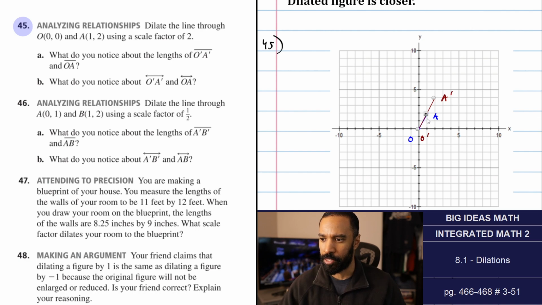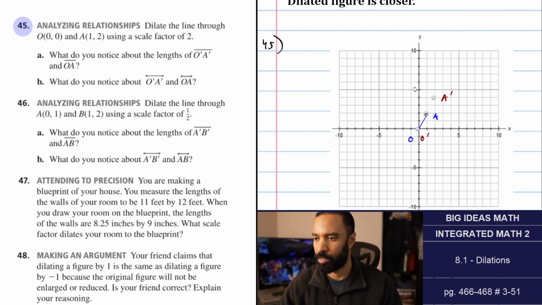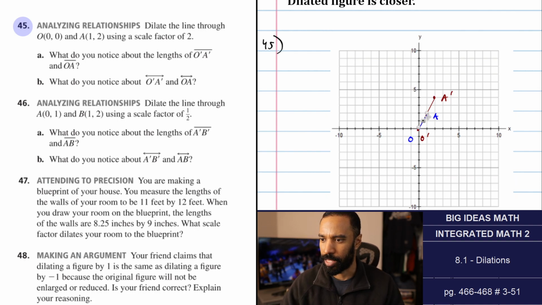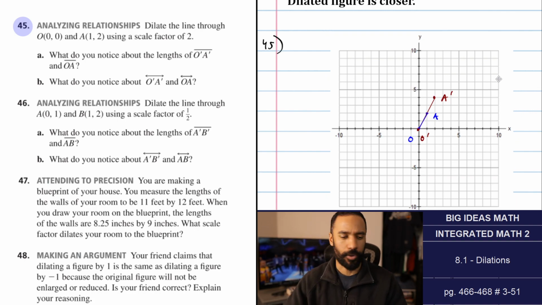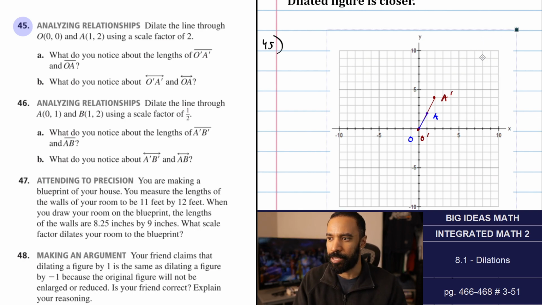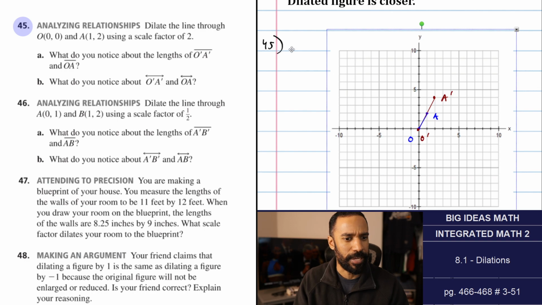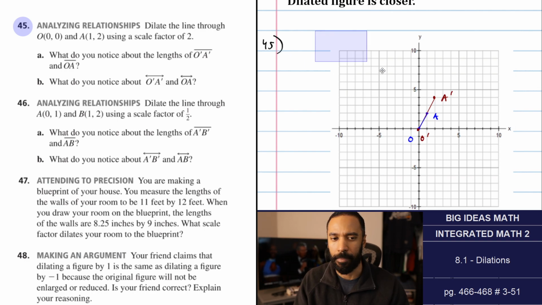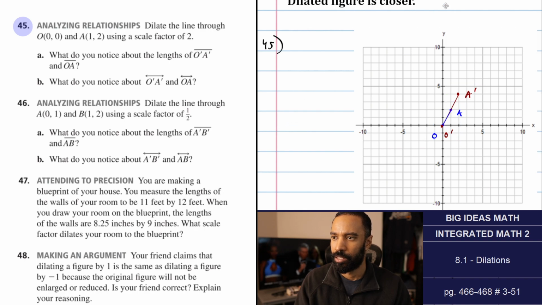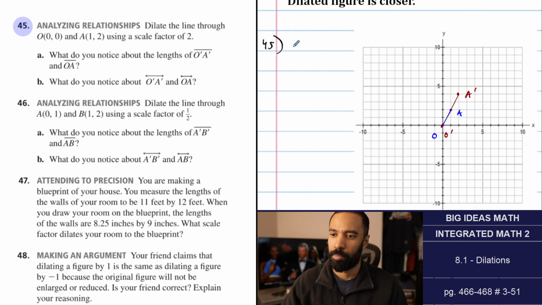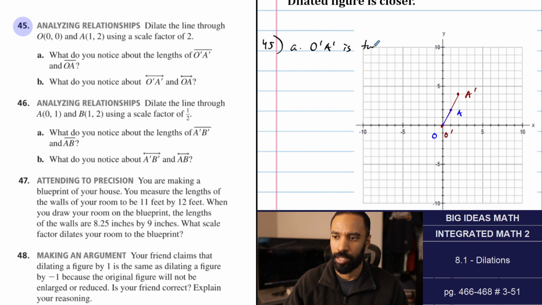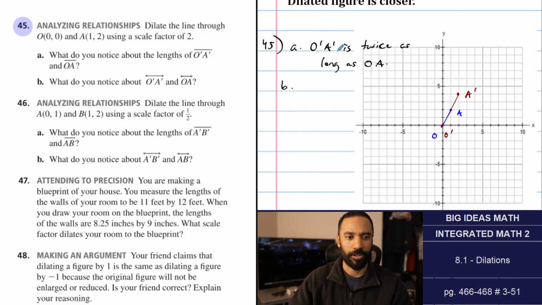If really done properly, they're the same line, right? I'll put this one in the forefront so you can see it. All right, what are the questions? What do you notice about the lengths of O prime, A prime, and OA? Part A, O prime, A prime is twice as long as OA. Part B, what do you notice about line O prime, A prime, and OA?